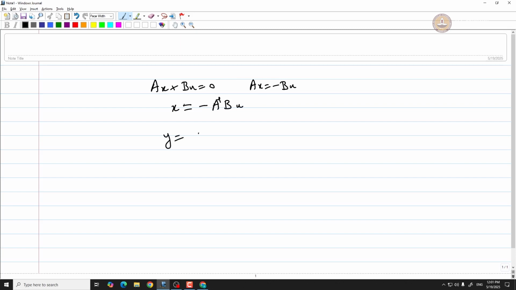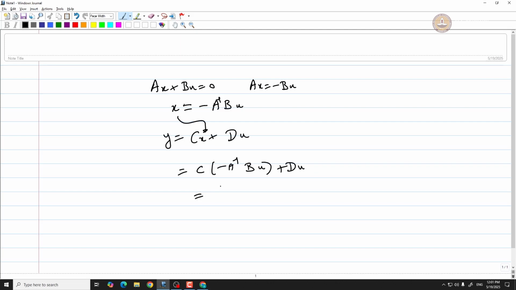And then y was Cx plus Du, and you plug in this here. If you do that, you're going to get C times minus A inverse Bu plus Du. Notice how I'm manipulating matrices pretty much like variables in an algebraic equation. You don't need to do anything special here.